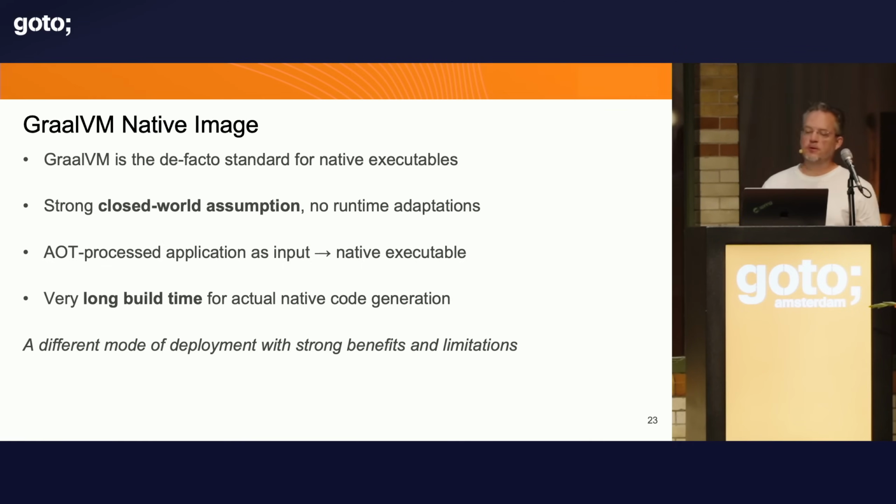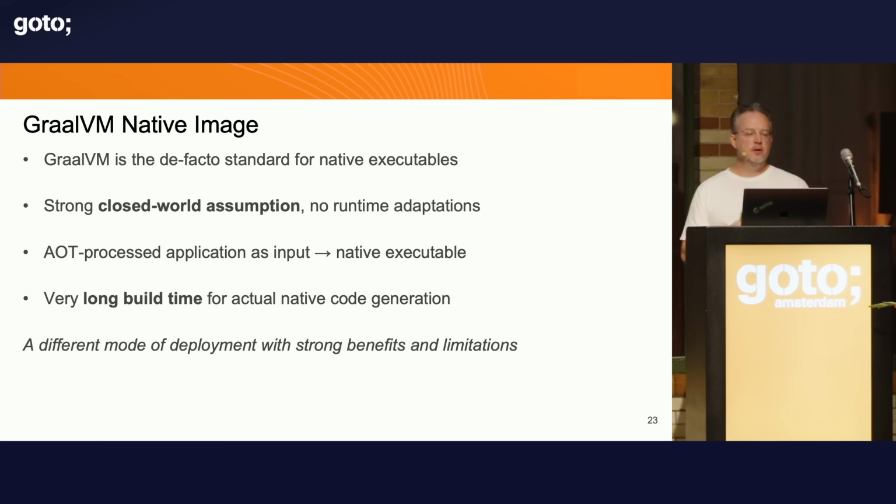GraalVM native image, that's the de facto standard in the Java community right now for creating a native executable, so targeted for a particular architecture. It has a very strong, what we call a closed world assumption. That means that once it's built, it's built. You can't dynamically load classes. You can't dynamically compile things and stuff like that. You don't have any kind of runtime adaptations. It's really an executable like anything else. Like someone uses an executable, this one runs on Windows, this runs on Linux, this runs on Mac OS, things like that. So the AOT stuff, that's all processed, that serves as input into the native executable.